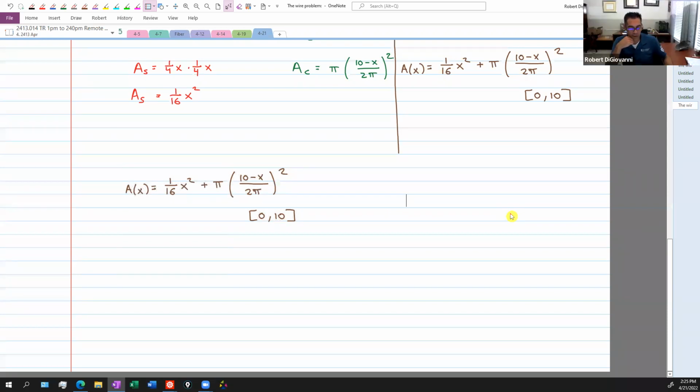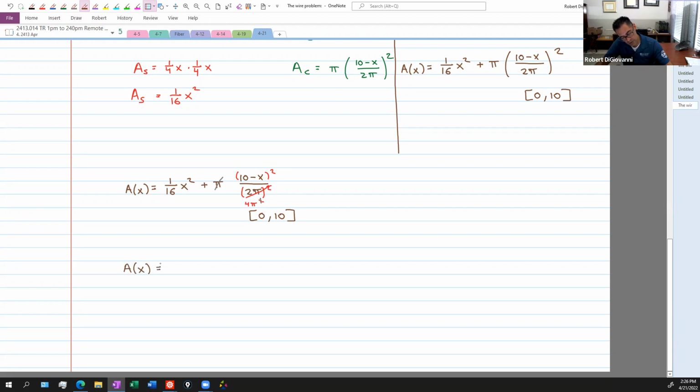Before I take a derivative, I'm going to clean this up. Let's see if you can keep up with this. On this function, instead of doing this thing squared, I'm going to do squared on the top and squared on the bottom. What that allows me to do is write this as 4 pi squared on the bottom, and cancel one of the pi's, which means that my area function looks like this now.